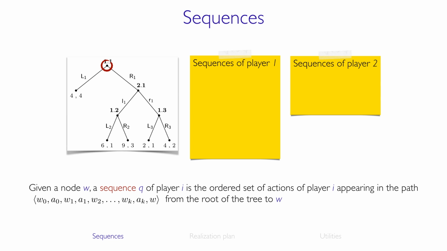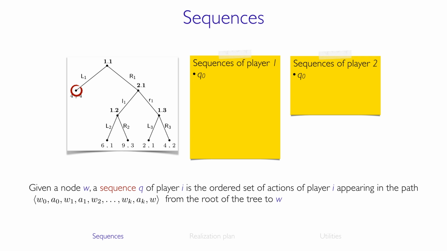Initially, we have the root of the tree. The sequence of actions leading to such a node is obviously empty. However, in the spaces of the sequences of the players, a fictitious sequence called empty sequence is added. And this sequence is denoted with Q with empty set in the apex.